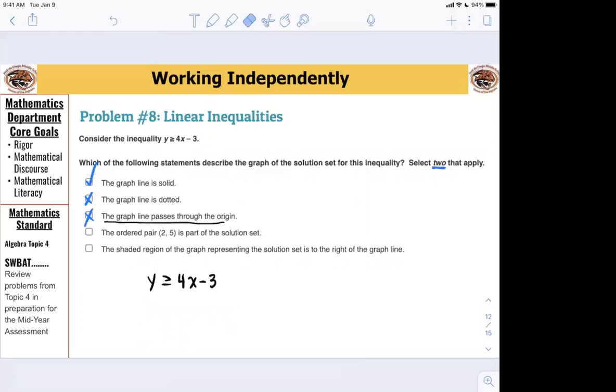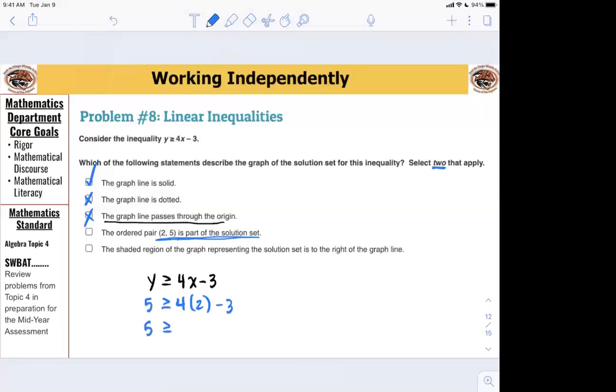For answer choice D, the ordered pair 2, 5 is part of the solution set. So I'm going to do exactly what I just did. If I plug in 2, 5, I want it to make sense. And if it makes sense, then it is part of the solution. So I'm going to plug in a 5 and a 2.